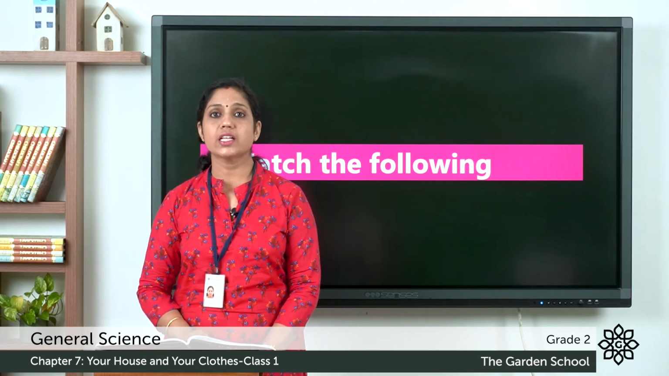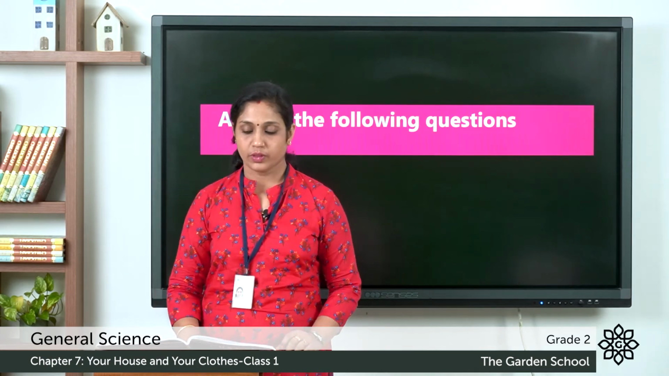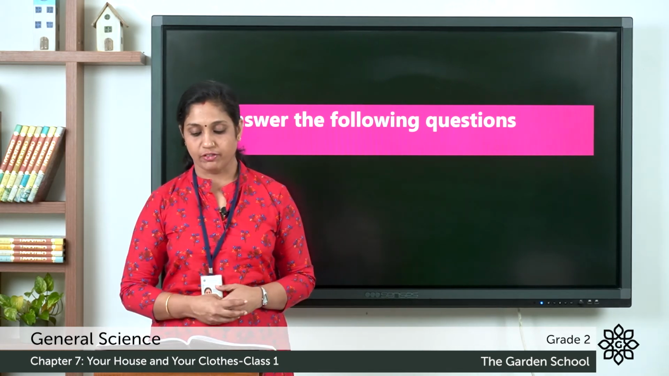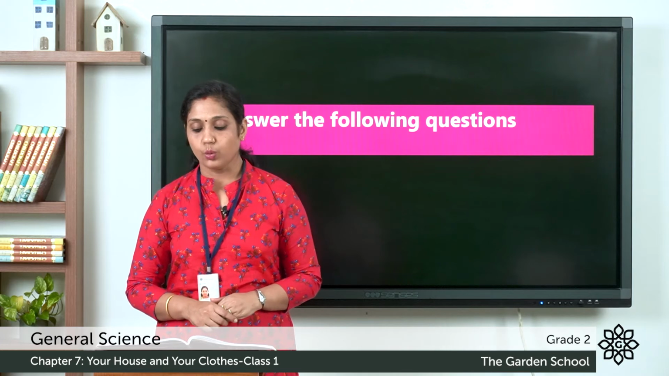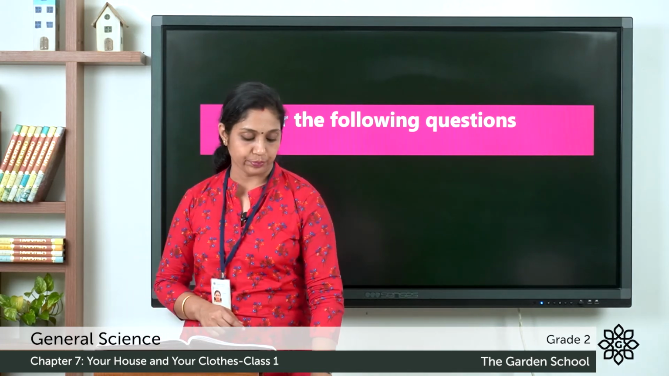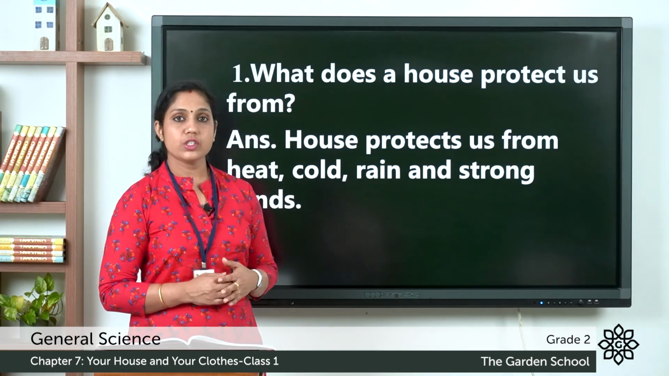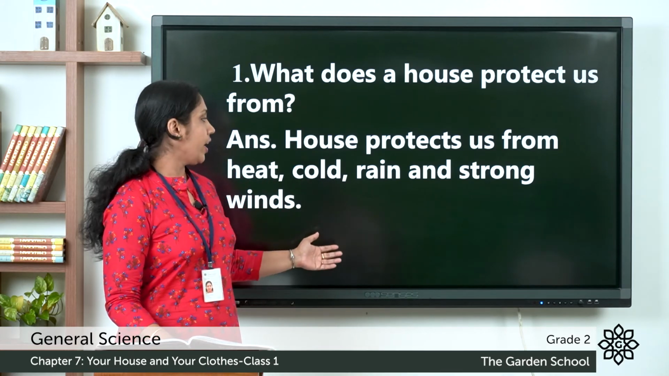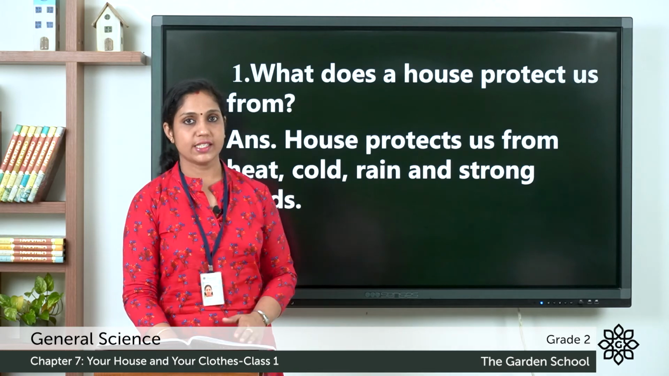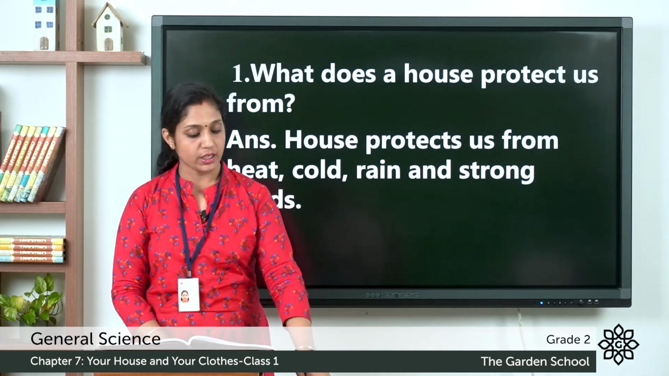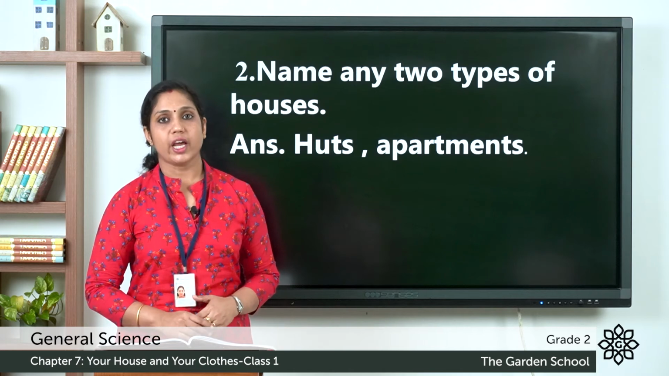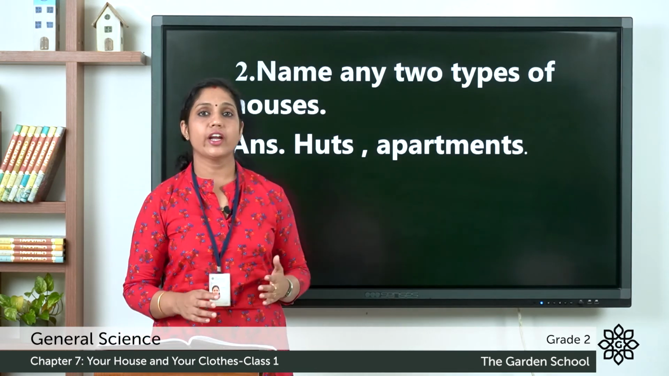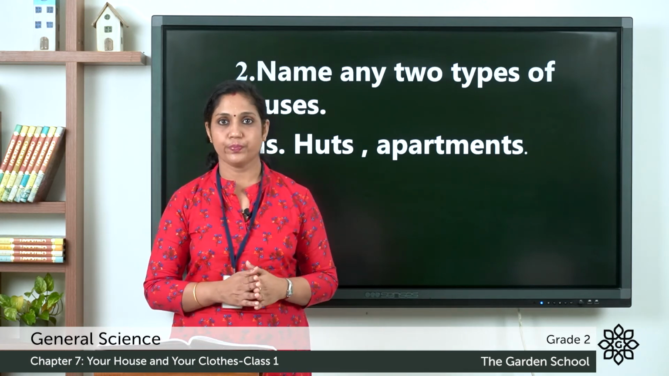Next, we have answer the following questions. So you have the questions there. You can write down in your text itself. So first question, what does a house protect us from? A house protects us from heat, cold, rain and strong winds. Second question, name any two types of houses. Huts, apartments. You can write down any two houses of your wish.